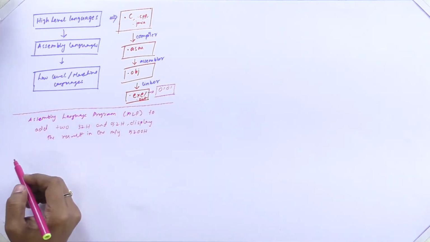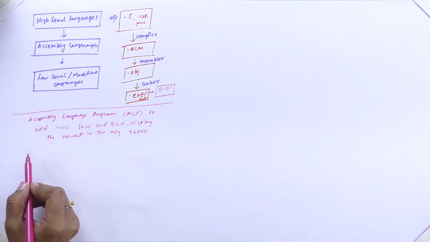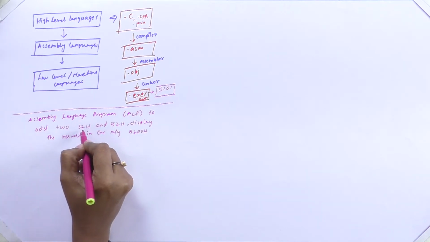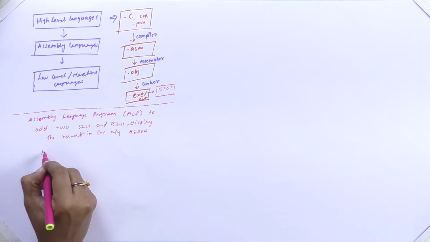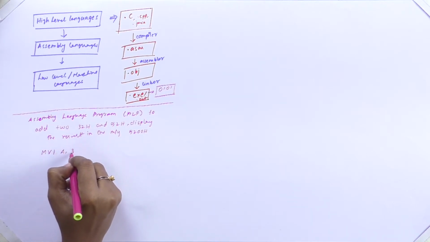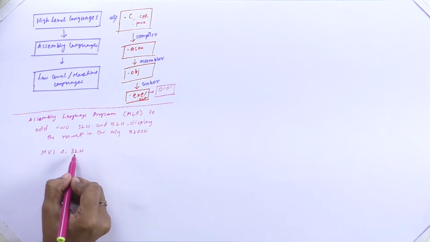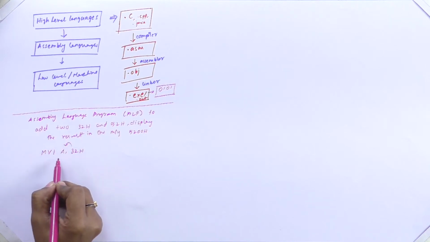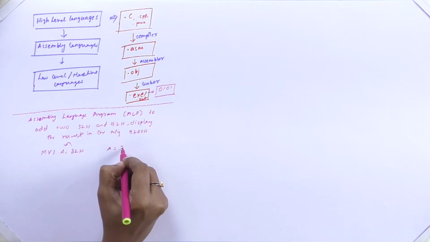Already we have discussed the basic instruction set of 8085. Using those instructions we can write down the program. First we have to take this value. For this purpose you can use the instruction MVI A,32H. It means that the immediate data 32 will be copied to the accumulator. Now the content of the accumulator is equal to 32.